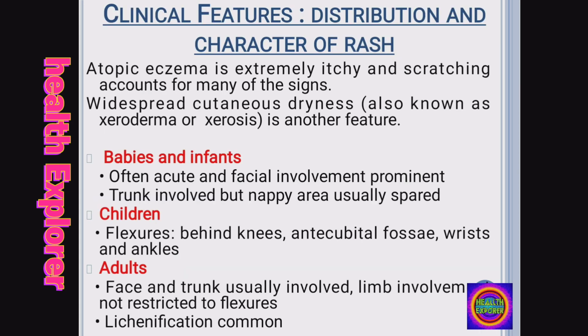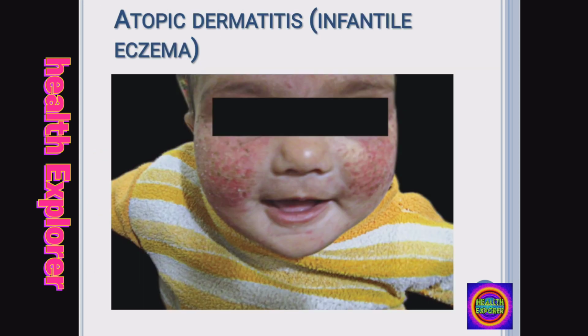Clinical features, distribution and character of rash. Atopic eczema is extremely itchy and scratching accounts for many of the signs. Widespread cutaneous dryness, also known as xeroderma or xerosis, is another feature. Babies and infants: often acute and facial involvement prominent. Trunk involved but nappy area usually spared. Children: flexures, behind knees, antecubital fossae, wrists and ankles. Adults: face and trunk usually involved, limb involvement not restricted to flexures. Lichenification common. Atopic dermatitis, infantile eczema.